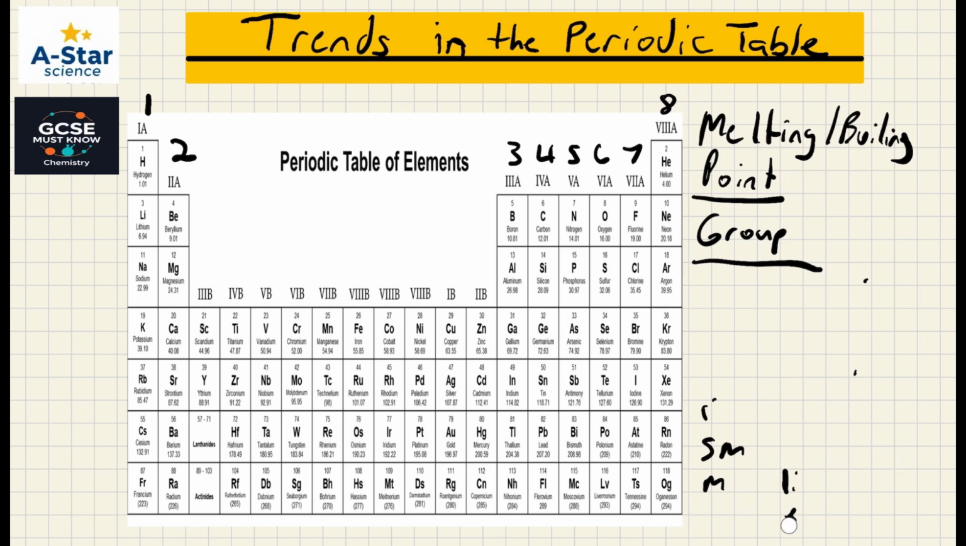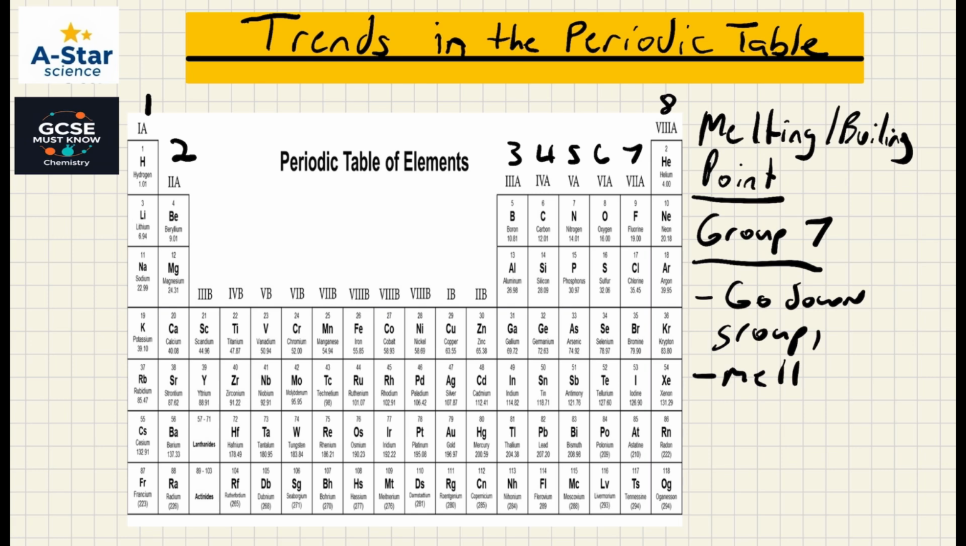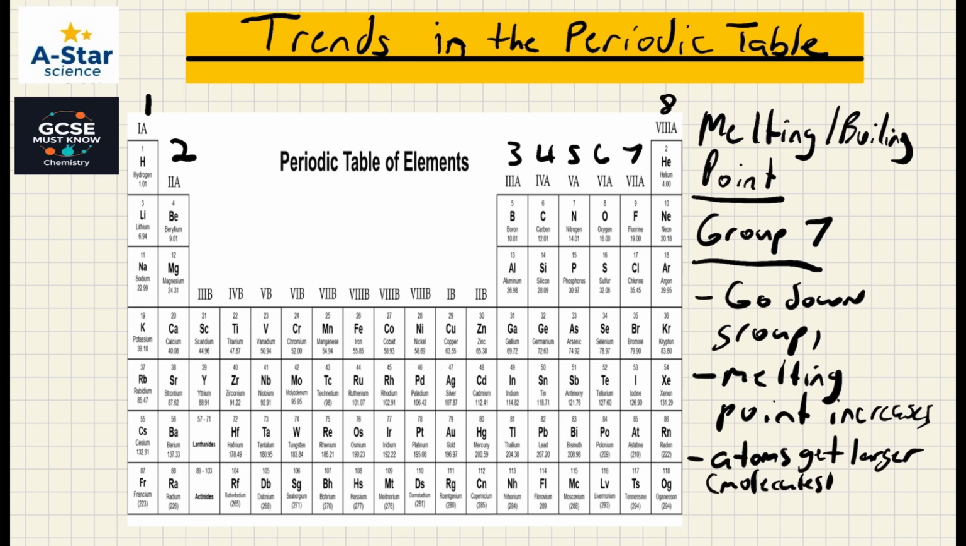Similar to reactivity, this will change for group 7. So let's have a look at group 7 and how this will vary. So for group 7, as you go down the group, the melting point gets bigger. Now, the reason why is that the atoms get larger. And these members of group 7 tend to form molecules anyway. So the molecules get larger. And they have more intermolecular forces, or IMF. More intermolecular forces require more energy to overcome. And that's why as you go down the group, the melting point increases.